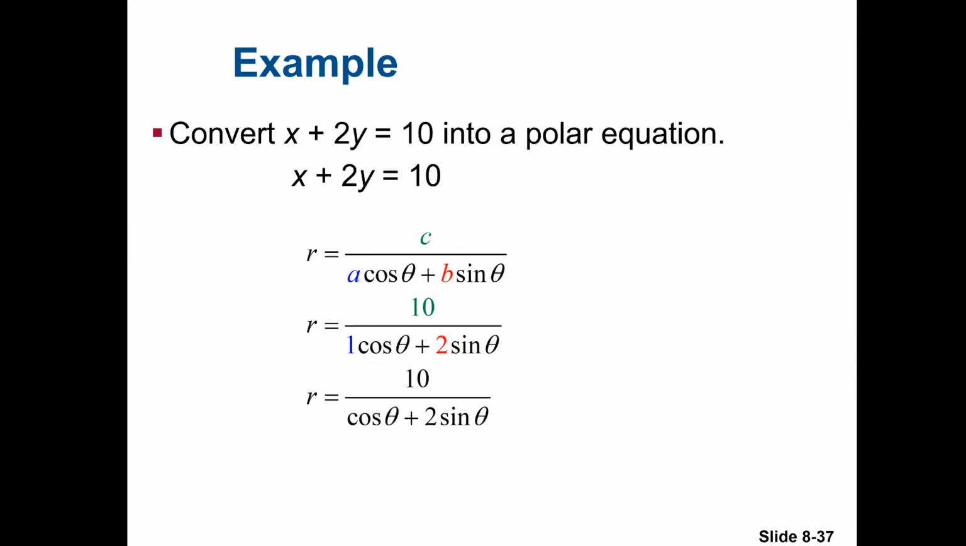So let's say that you need to convert x plus 2y equals 10 into the polar equation. Again using the structure, r equals c over the quantity a cosine theta plus b sine theta. We find that c is 10, a is 1, and b is 2 in this linear equation. So it's 1 cosine theta plus 2 sine theta down the bottom, and the top part is just 10.